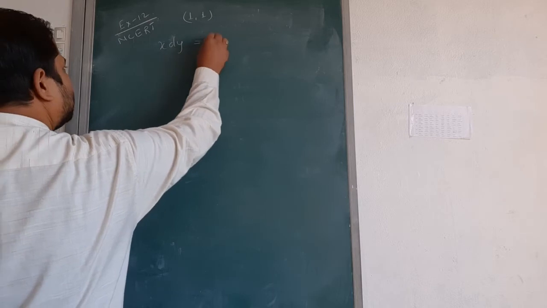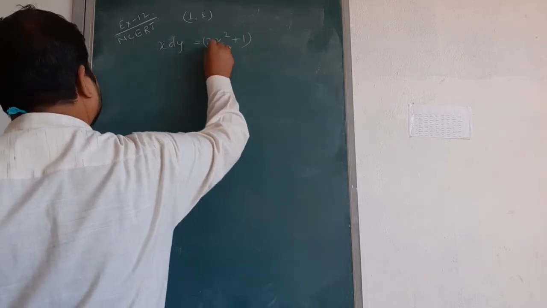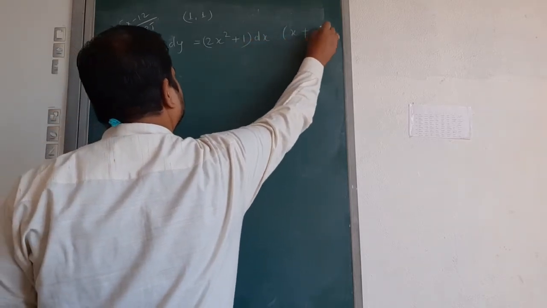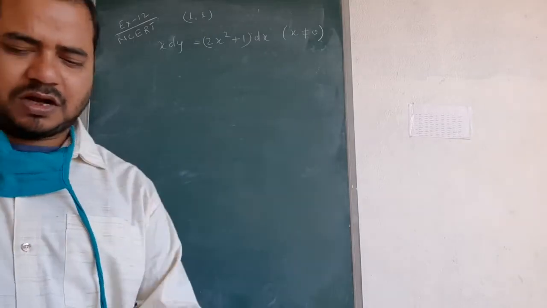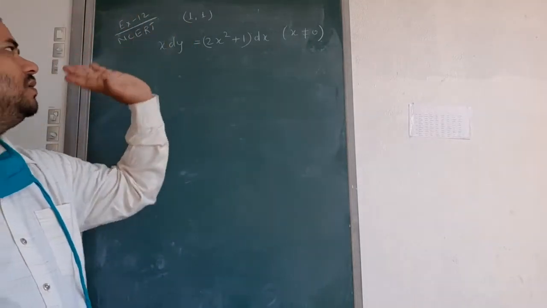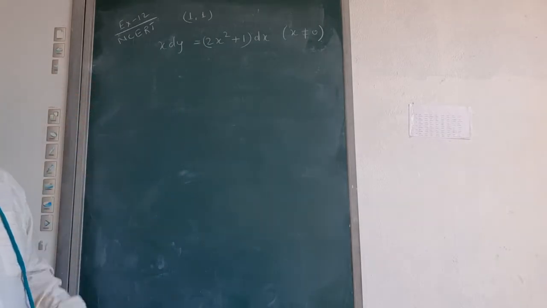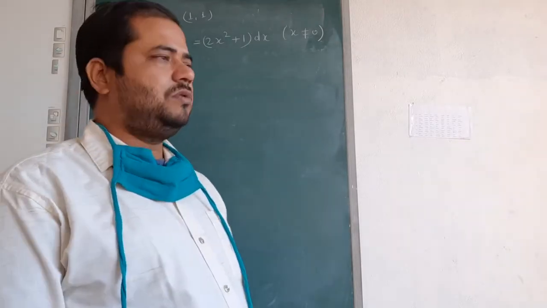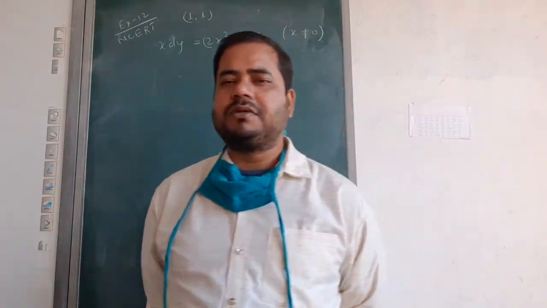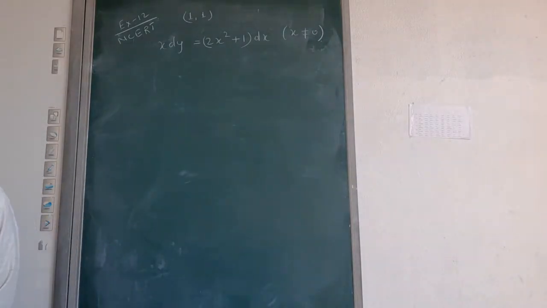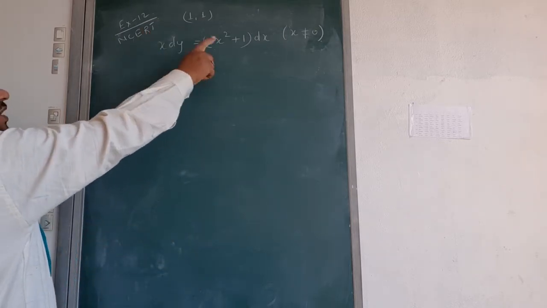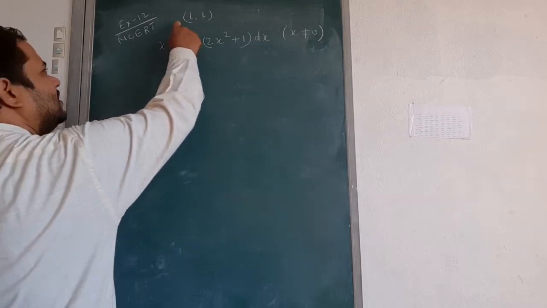equals (2x square plus 1) dx, where x does not equal 0. We need to find the equation of the curve which is passing through (1, 1) and whose differential equation is x dy = (2x square plus 1) dx. As I already told you, the solution of a differential equation is nothing but a given family of curves or a curve. So here we have to find the particular solution, not the general solution, because (1, 1) is given.